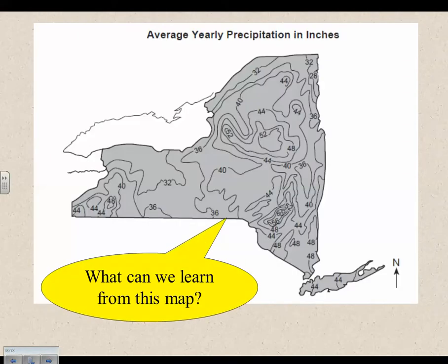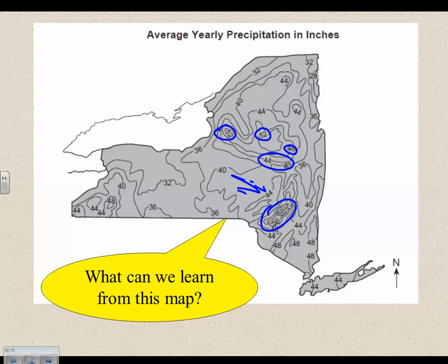Let's look at the second map here. Average yearly precipitation in inches is what this map is titled. What can you learn by looking at these lines? You can see the numbers are different everywhere. We're somewhere in this area here, 44 and 40, 48, 52, 52. Ooh, look at this down here, 56, 60, 52. This wide space right here.